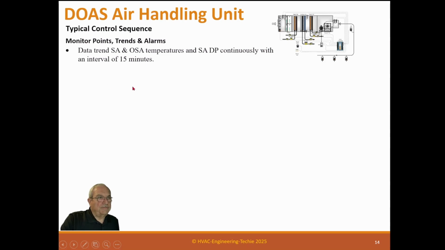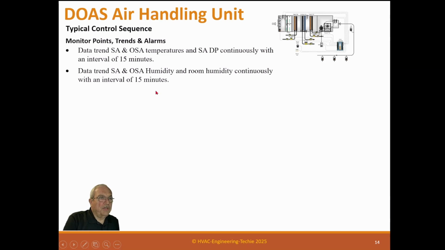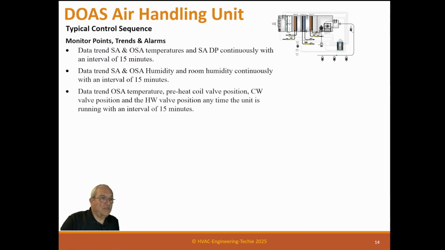So, our trends and monitoring points. Data trend the supply and outside air temperatures and supply differential pressure continuously with an interval of 15 minutes. Data trend the supply and outside air humidity and room humidity continuously with an interval of 15 minutes. Data trend outside air temperature, preheat valve position, chilled water valve position, and hot water valve position anytime the unit is running, with a standard of 15 minutes. Data log runtime of the supply fan motor, reasonable for operations and for maintenance.